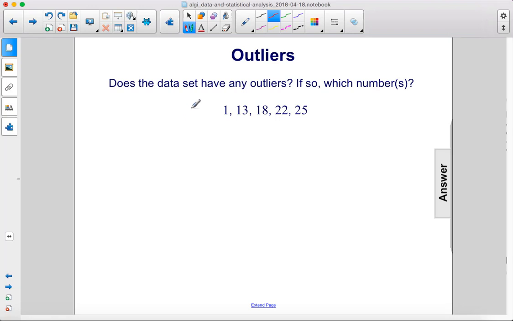Does the data set have any outliers? If so, which numbers? All right, so we can see here that our median is 18. Our lower quartile is going to be the average between 1 and 13, which is 7. And our upper quartile will be the average of 22 and 25, which is 23.5.